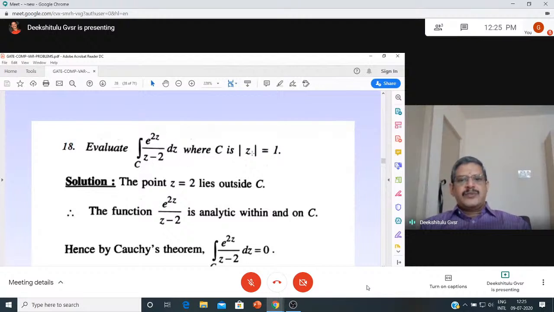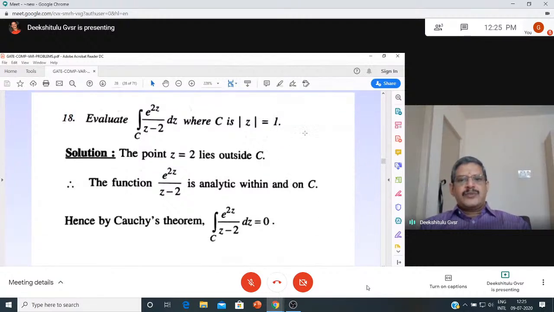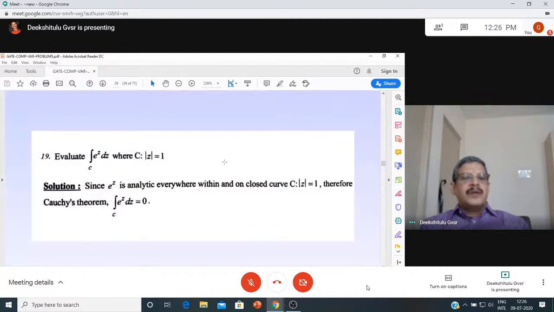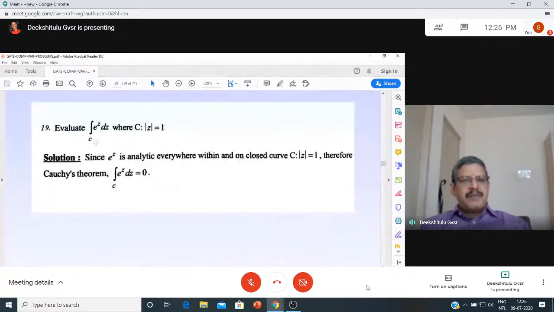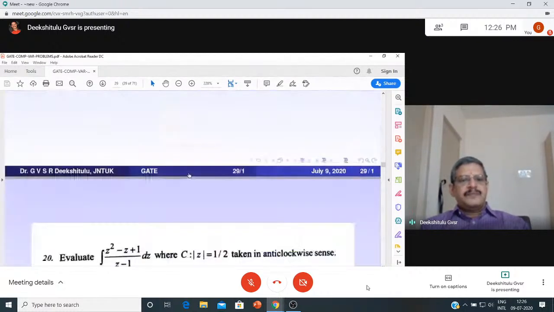Then evaluate the integral of e^(2z)/(z−2) when |z| is 1. As I said, |z| equal to 1 is a circle centered at 0, radius 1. The point z is equal to 2 is outside the region. So the function is completely analytic. By Cauchy's theorem, the integral becomes 0. e^z is analytic everywhere, so its integral is 0.